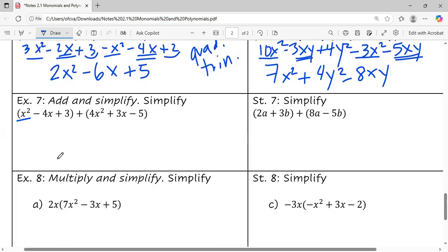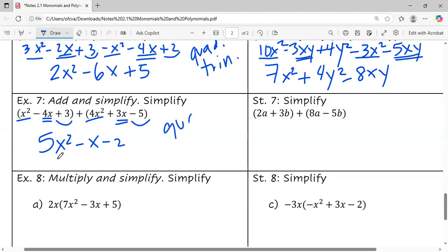You have x squared plus 4x squared, that's 5x squared. You have negative 4x and positive 3x, that's negative x. Remember, you're combining coefficients, you're leaving the variable alone. And positive 3 and negative 5, that's negative 2. So you're done with that one.